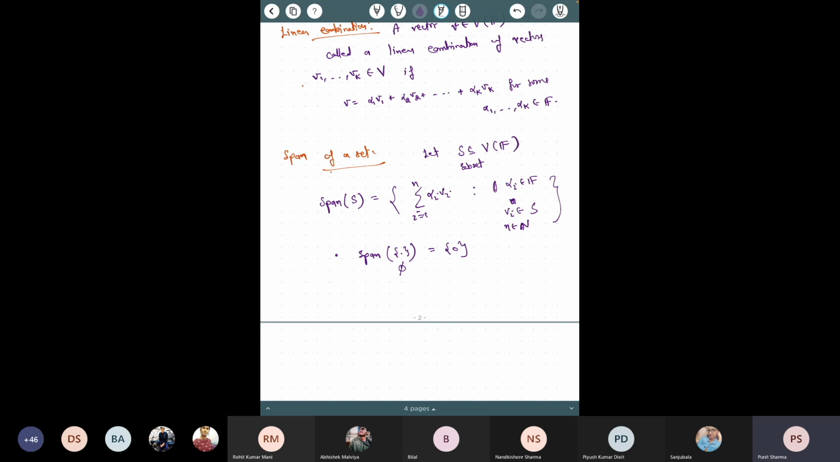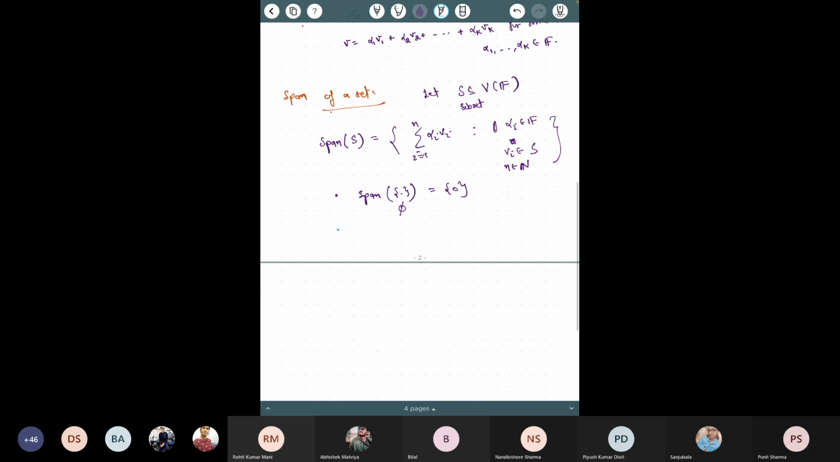And if span of S is equal to V, that means the complete vector space, then this S is called a spanning set of V. In this case, we also say that S spans V. It's the same thing. Now you can easily prove that whether S is a subspace or not, span of S is a subspace.